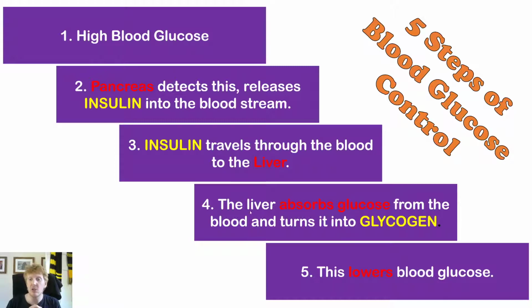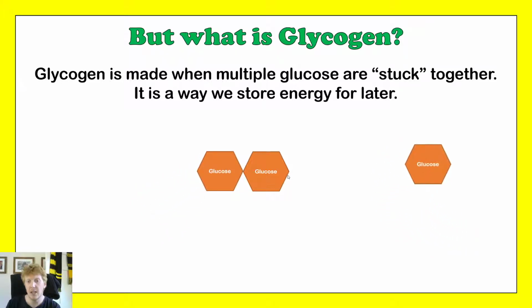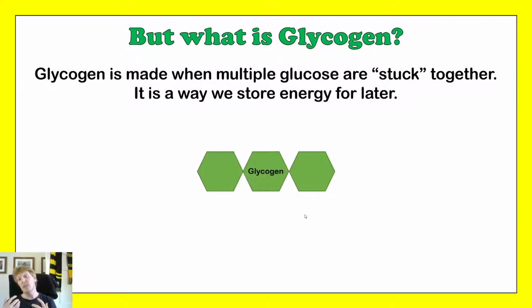Let me just show you this step 4 and how it actually lowers blood glucose, okay? So, what is glycogen? Glycogen is made when multiple glucose are stuck together. It is a way our body stores energy for later. So we've got 3 glucose molecules just here, right? Okay, if we join this glucose here, and this glucose does a little loop-de-loop for good measure, right? What we've made is we've made glycogen.